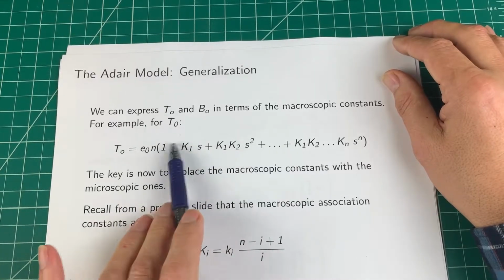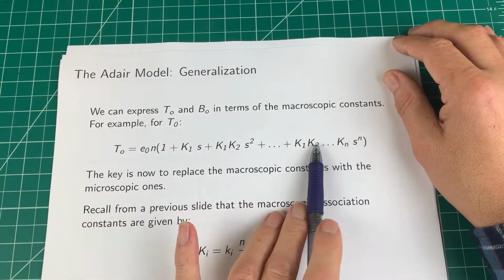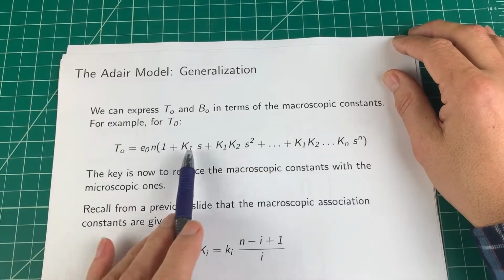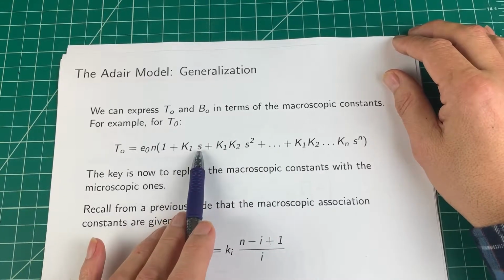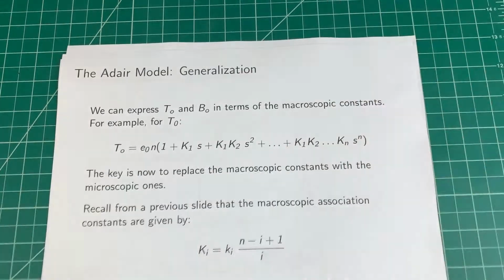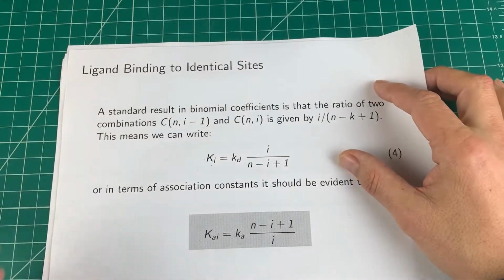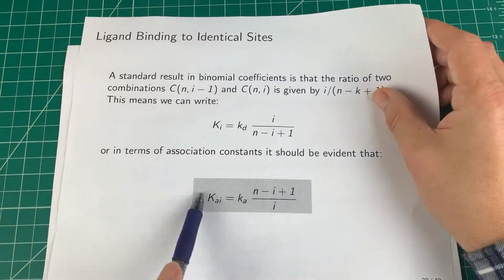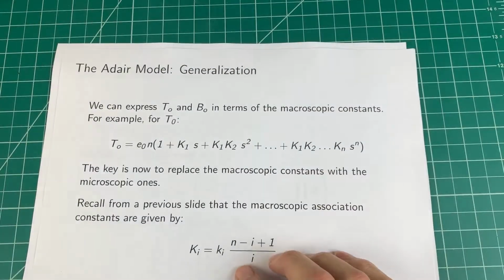So this is where now we make a change. We change things slightly. We want to now replace these macroscopic association constants with the microscopic ones. And this is where this result that we had in the previous video becomes important, right? This one in particular. I've repeated it here.